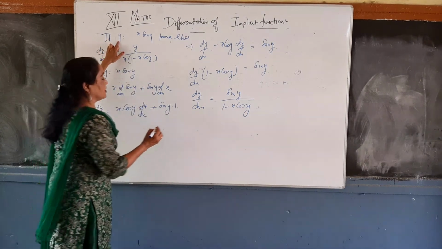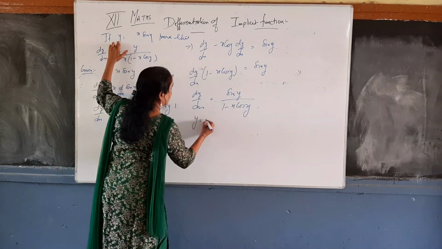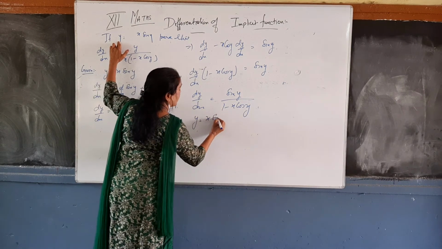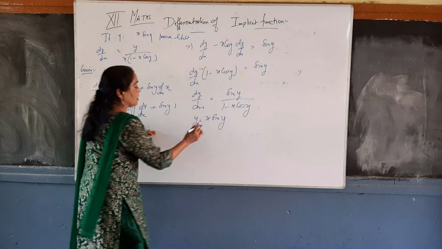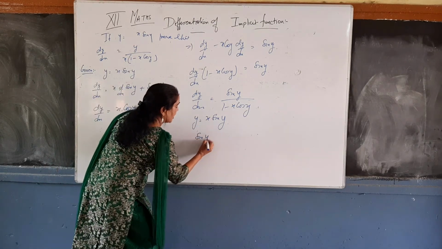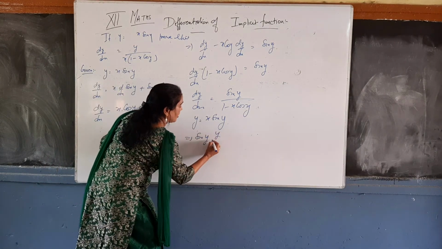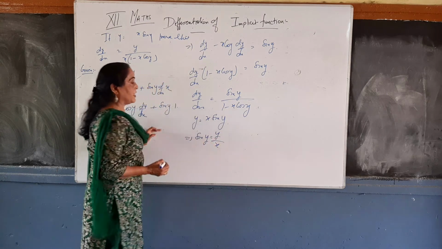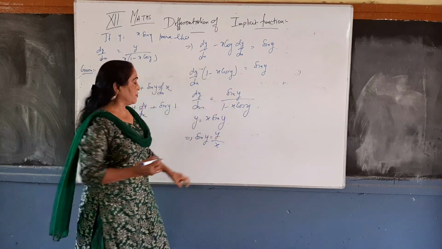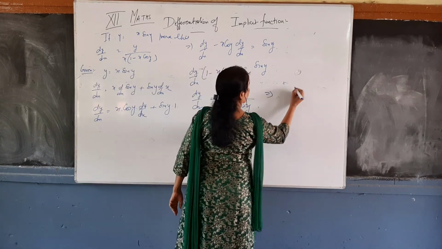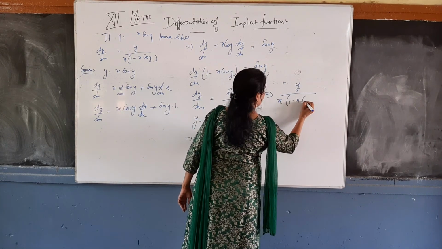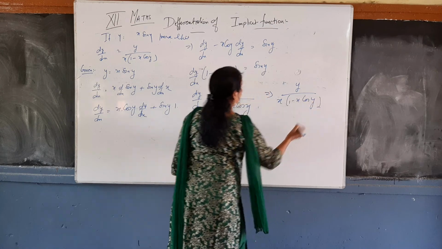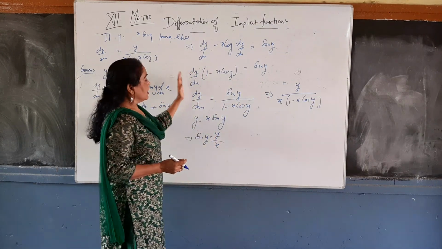See what is given here: y equal to x sin y, and we have to prove it in terms of y upon x. So we will replace the value of sin y. Sin y is equal to y by x, so replace sin y by y by x, and we get y upon x times 1 minus x cos y. So this is the proof.